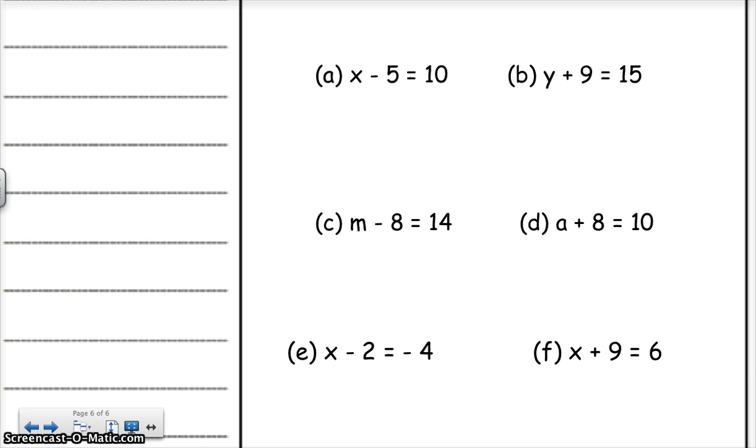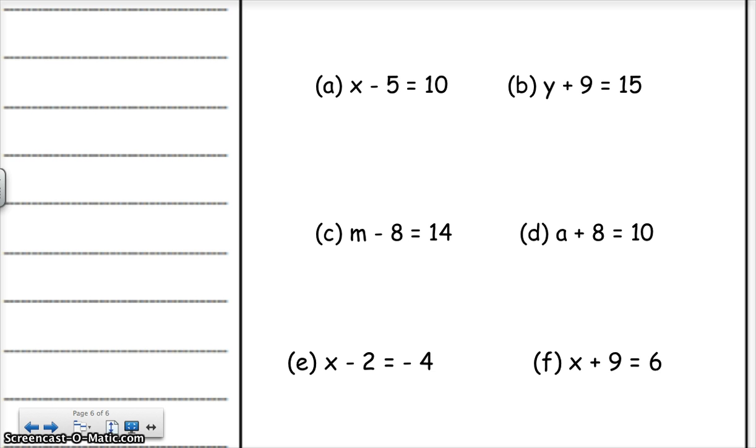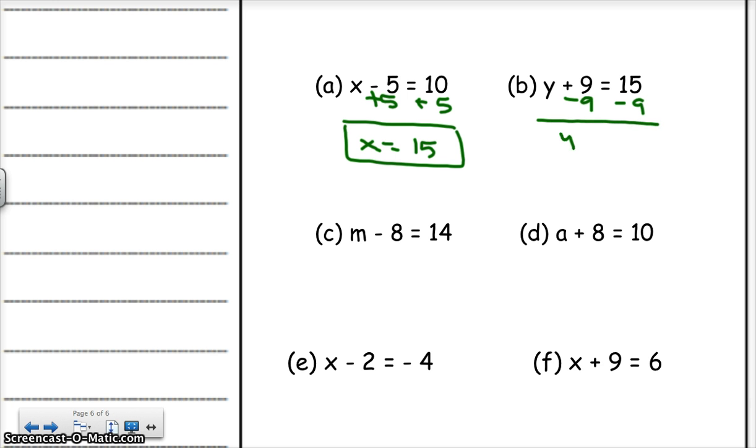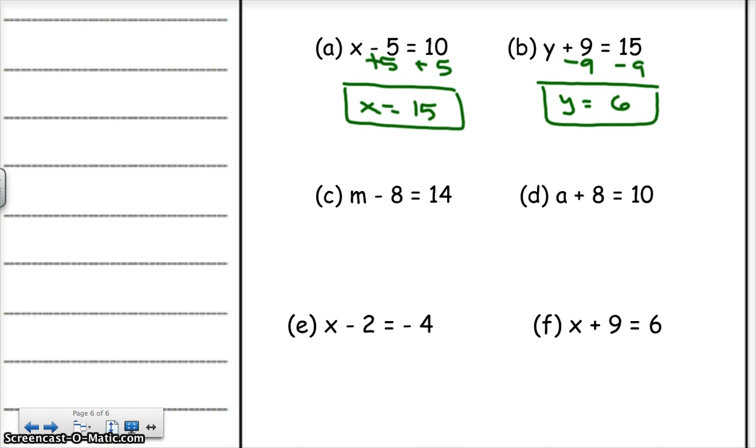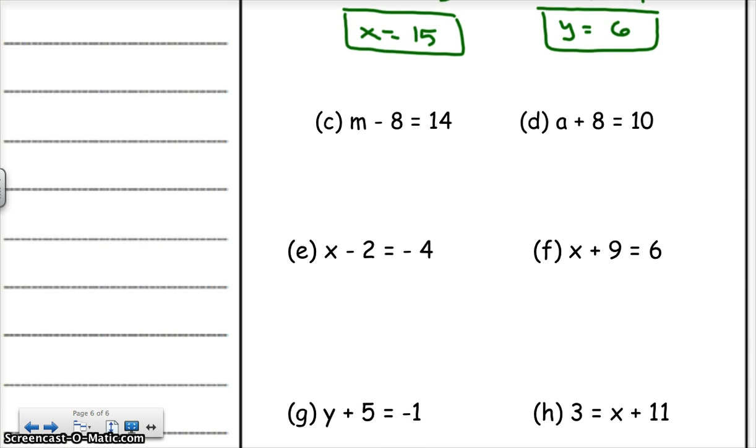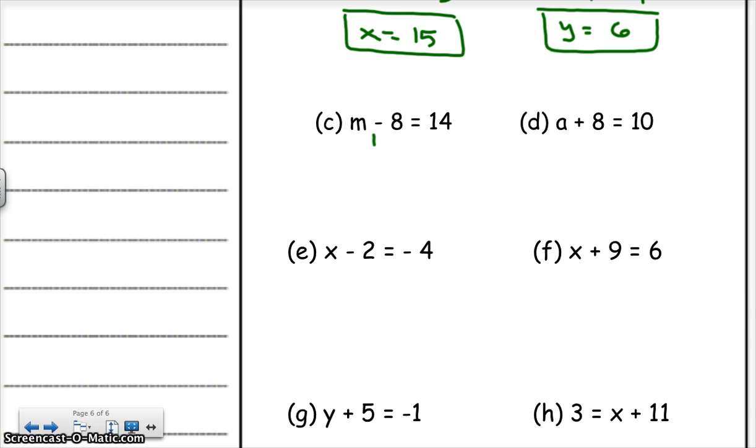Looking at example A, x minus 5 equals 10. If I'm minusing 5, the inverse would be adding 5 to both sides. And I get x is equal to 15. Work is done. y plus 9 is 15. The inverse of plus 9 is subtract 9. And I get y is equal to 6. m minus 8 equals 14. The inverse of minus is add. So I'm going to add 8, and I get m is equal to 22.